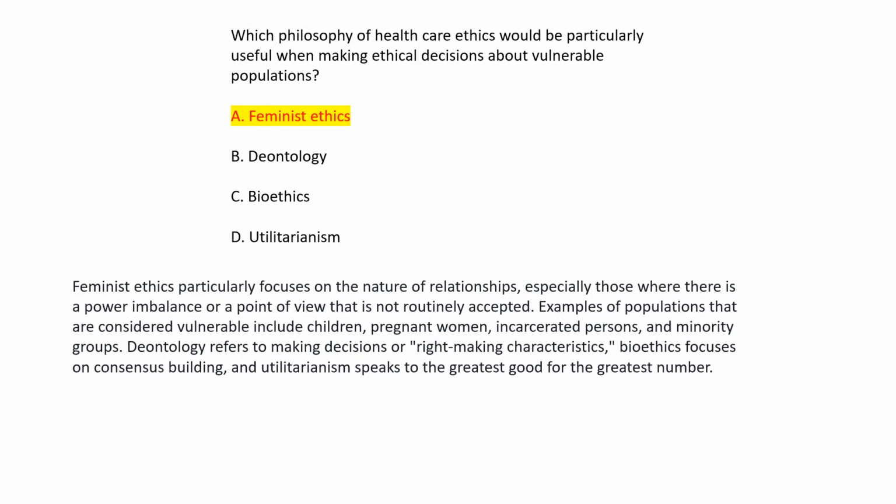Answer A. Feminist ethics. Feminist ethics particularly focuses on the nature of relationships, especially those where there is a power imbalance or point of view that is not routinely accepted. Examples of populations that are considered vulnerable include children, pregnant women, incarcerated persons, and minority groups. Deontology refers to making decisions on right-making characteristics. Bioethics focuses on consensus building, and utilitarianism speaks to the greatest good for the greatest number.